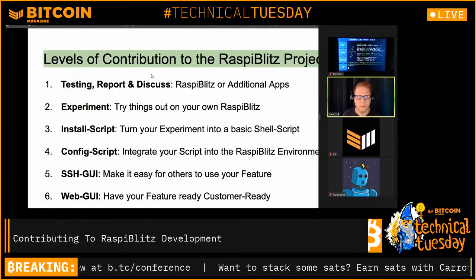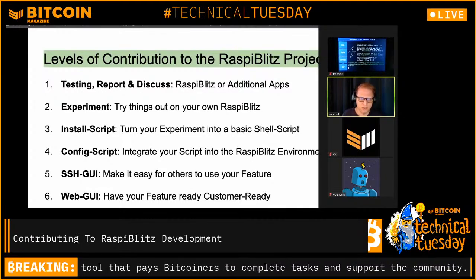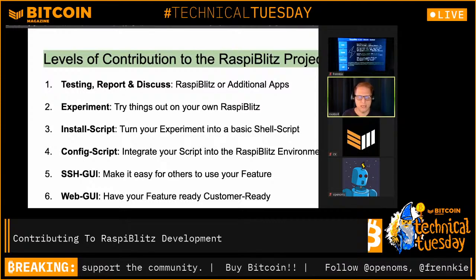But let me show you a little bit what the levels of contribution are. We try to make a small step in the beginning, and the more programming skills you have, the more you're very much invited to level up on the contribution side. Just a quick overview. The first thing is just testing, reporting, discussing. This is a lot of benefit here. You're just running a Raspiblitz and give feedback on the Raspiblitz project itself or on the additional apps there.